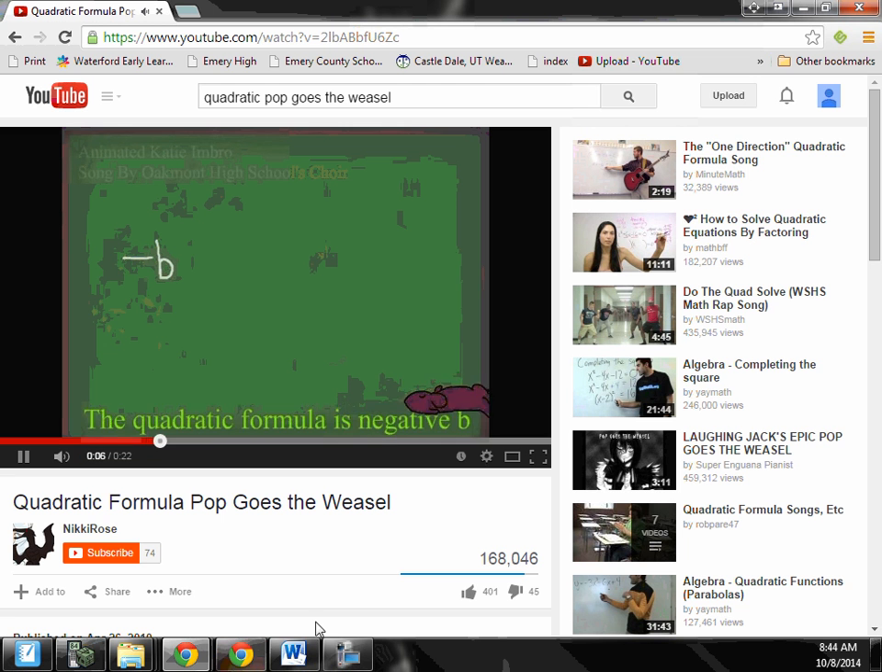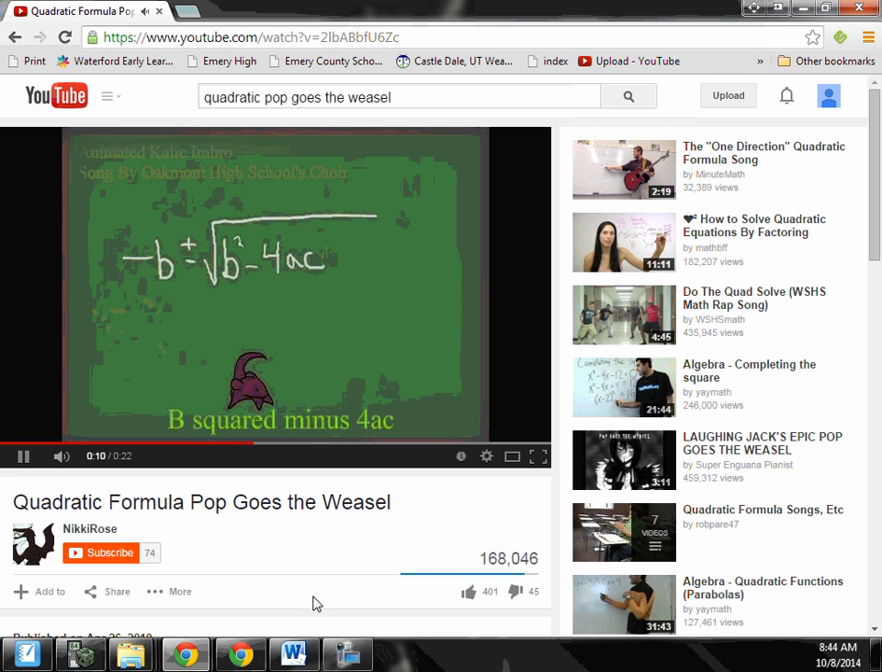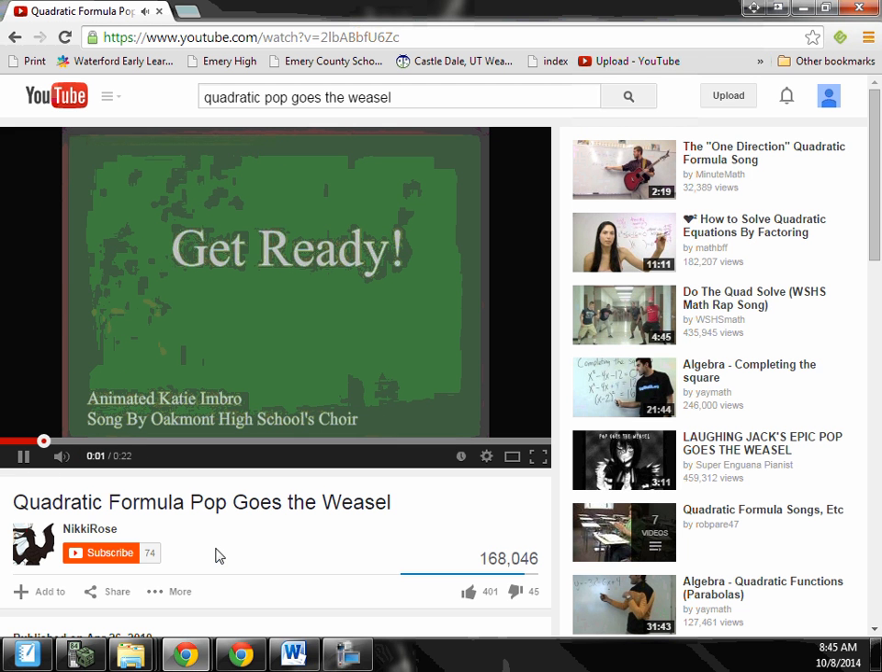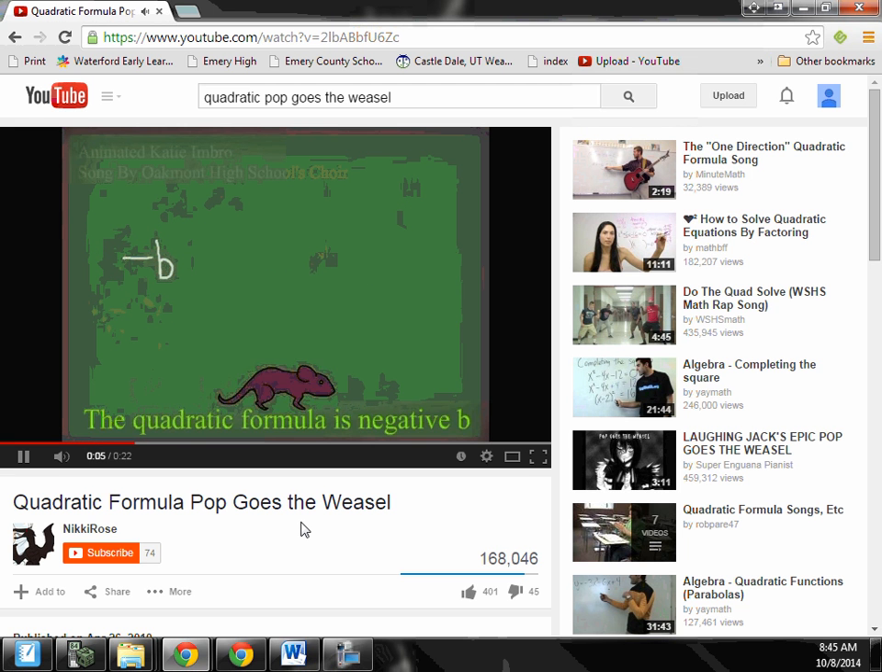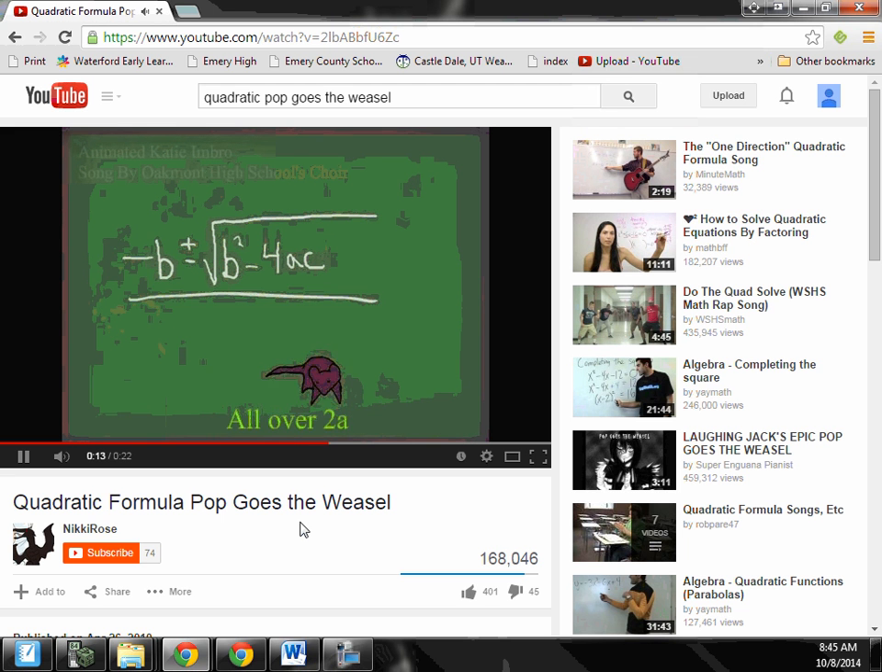Quadratic formula's negative b plus or minus the square root of b squared minus 4ac all over 2a. Yeah, we need to do that again. The quadratic formula's negative b plus or minus the square root of b squared minus 4ac all over 2a.